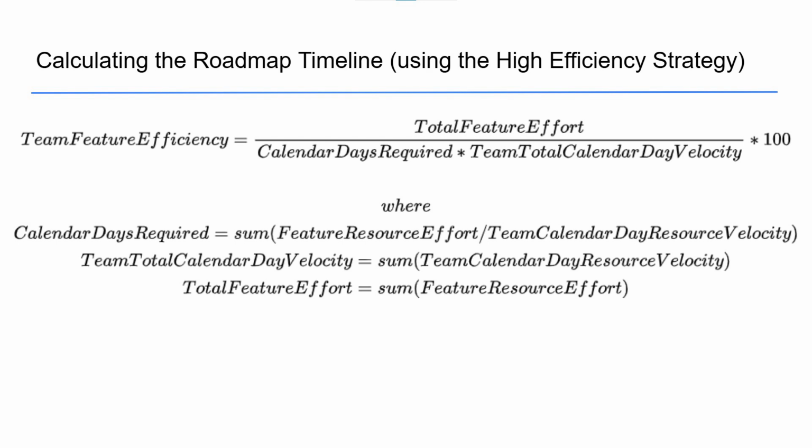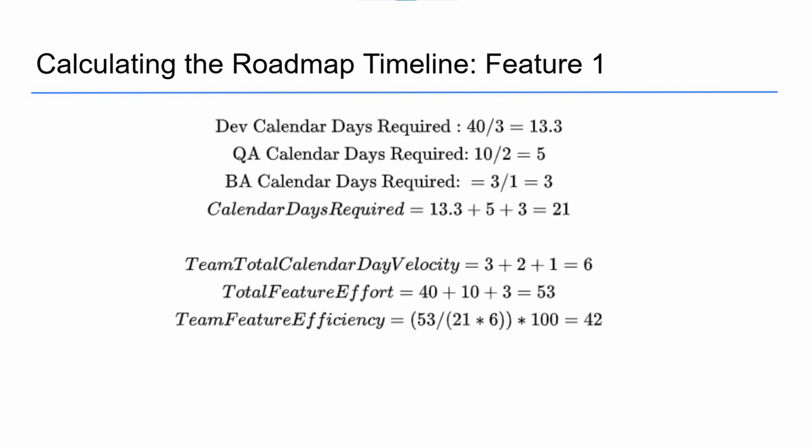To calculate team efficiency, we need to first calculate the number of calendar days the feature will take for the team to implement. In order to do that, we need to divide the feature effort for each resource by the team calendar day velocity for each resource, and then sum them together. For example, in feature 1, you can see calculations on the screen. Then we need to calculate the total team velocity.